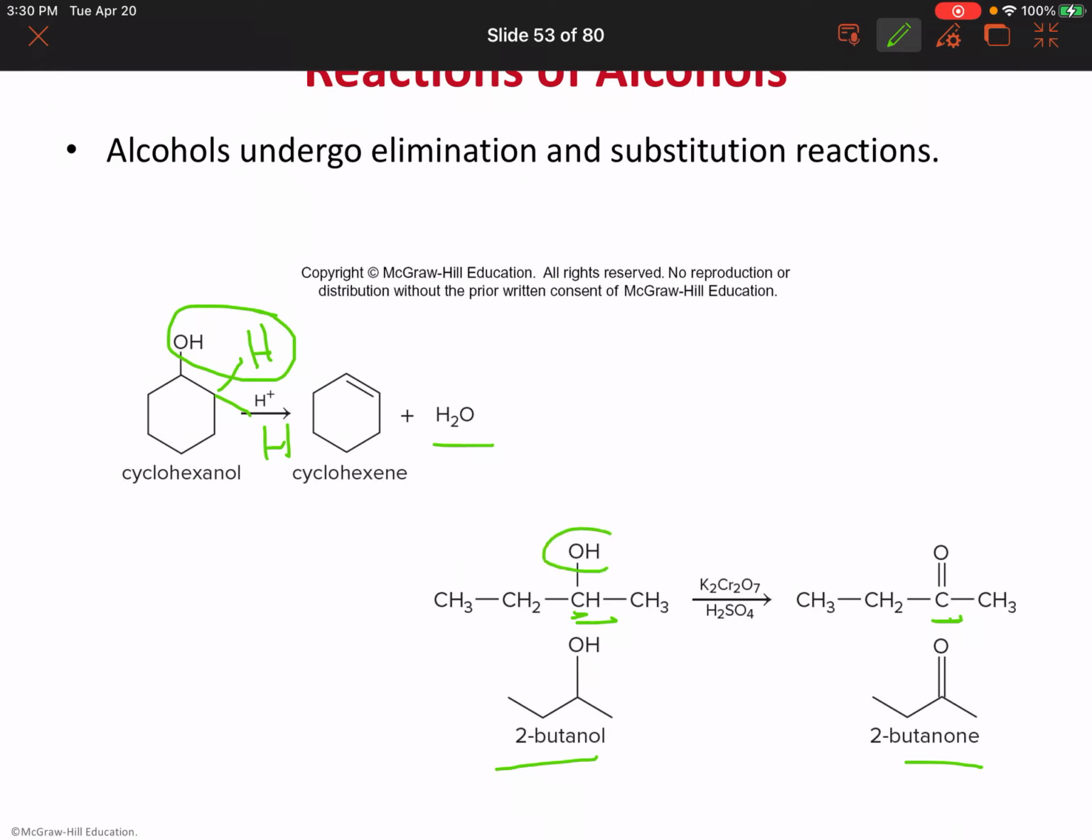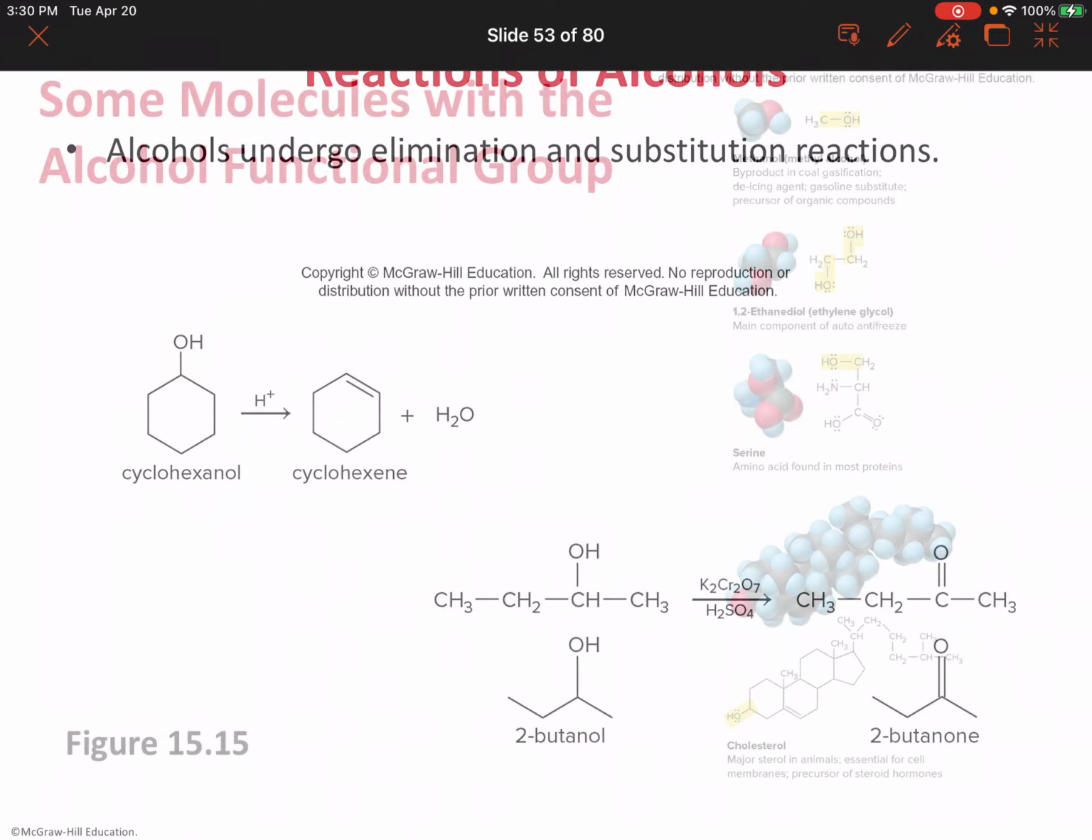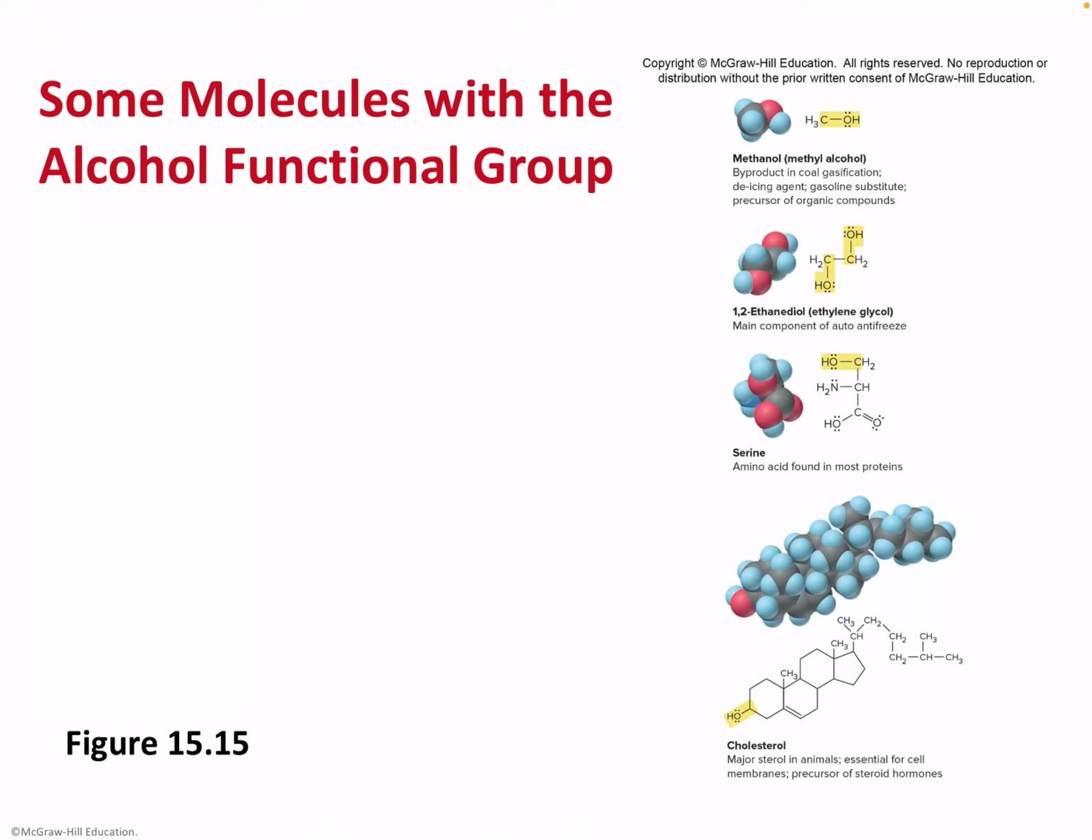So this OH is now being substituted by oxygen. Okay. So these are some examples that have the alcohol functional group. Methanol or methyl alcohol: byproduct in coal gasification, de-icing agent, gasoline substitute, precursor of organic compounds. And 1,2-ethanediol or ethylene glycol, the main component of auto antifreeze.